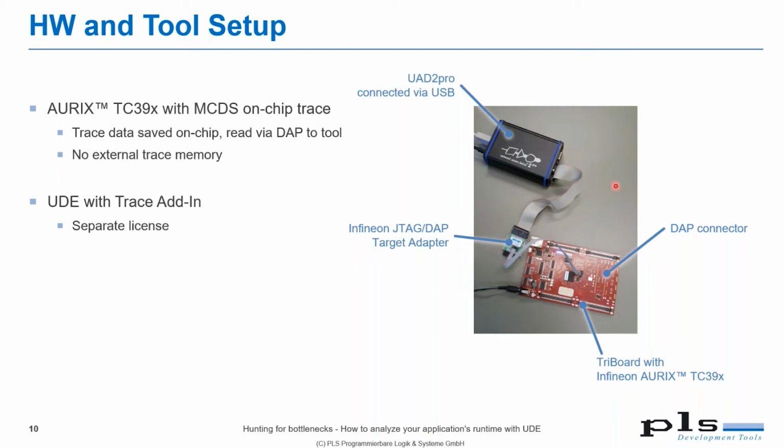So the hardware setup looks like this. We have the UAD2 Pro connected using USB. You can see the USB connector here to my PC, and then we have the Infineon AURIX TC39 mounted on this TriBoard here. We use the DAP interface. This is the DAP connector here on this board, and our JTAG DAP Infineon adapter to communicate with and access the target device and to read the trace data into the UDE software tool.